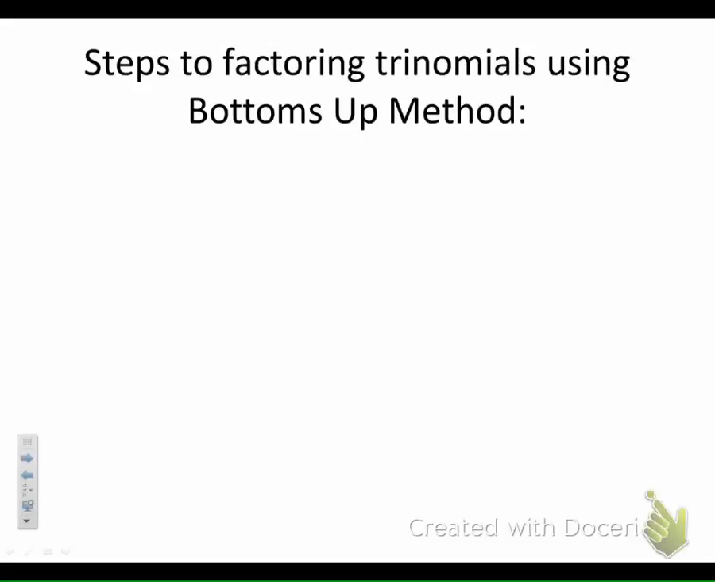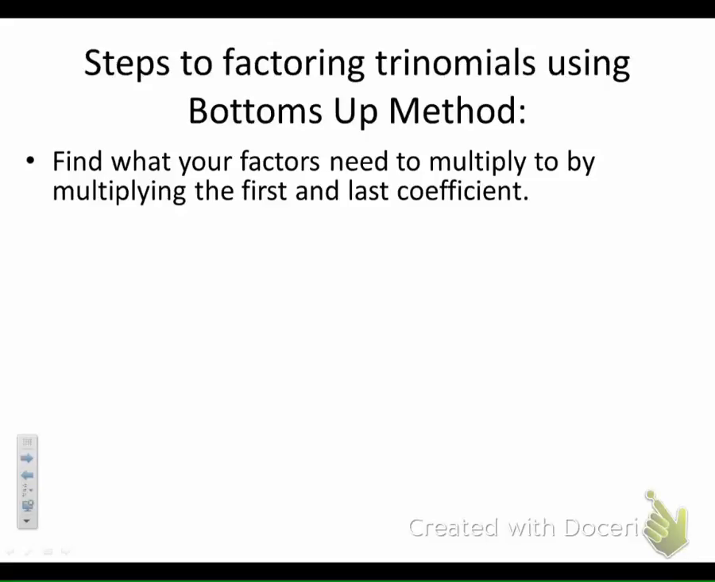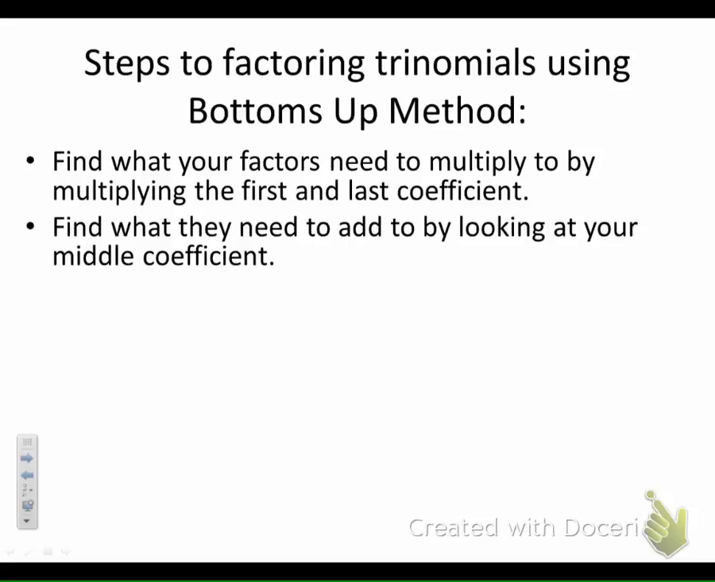So the first step when using bottoms up is you've got to find out what your factors need to multiply to by multiplying the first and last coefficient. Second step is to find out what they need to add to by looking at your middle coefficient.